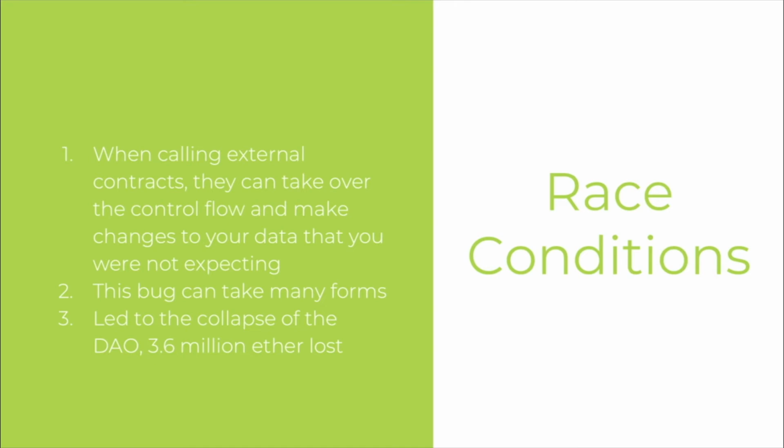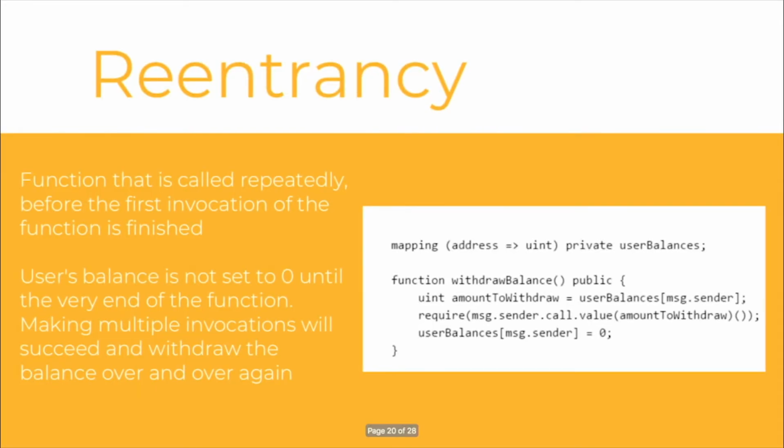Okay, race conditions. Calling external functions can be dangerous because you give control over to that contract, which can make changes to your data that you weren't expecting. The DAO is an example of this class of bug, which led to a 3.6 million Ether loss. The first version of this bug is reentrancy, which is when a function is repeatedly called before the first invocation is finished.